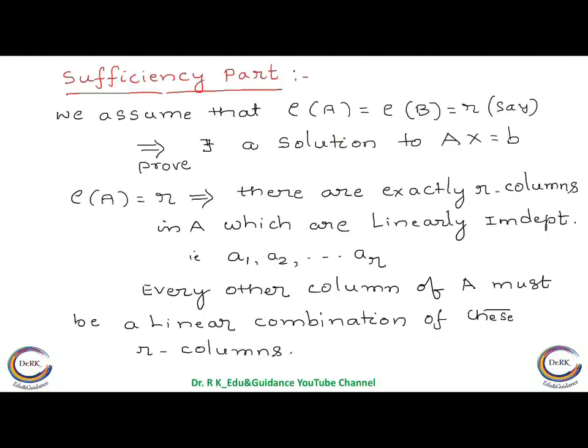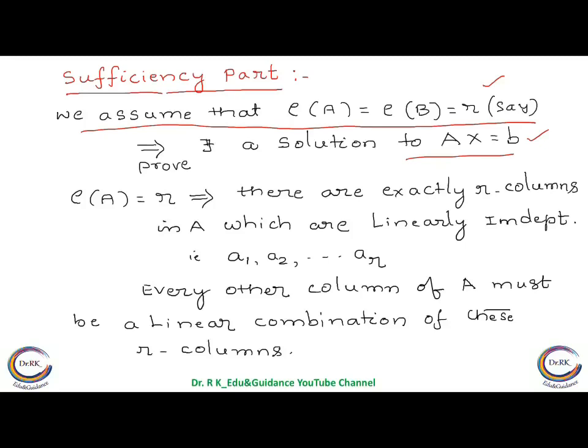For the sufficient part, we have to assume that rank of A equals rank of B. Then we have to prove that there exists a solution for the system of equations given by Ax equals B. Now let us assume rank of A equals rank of B equals R. Then we have to prove that there is a solution to Ax equals B. That is what we have to prove.